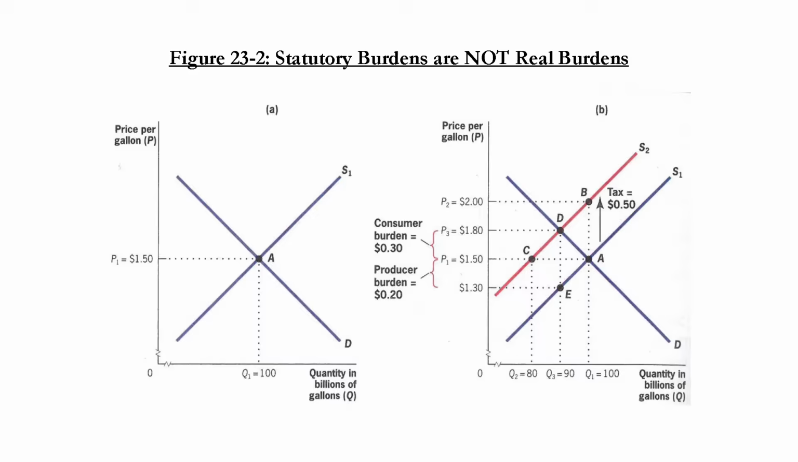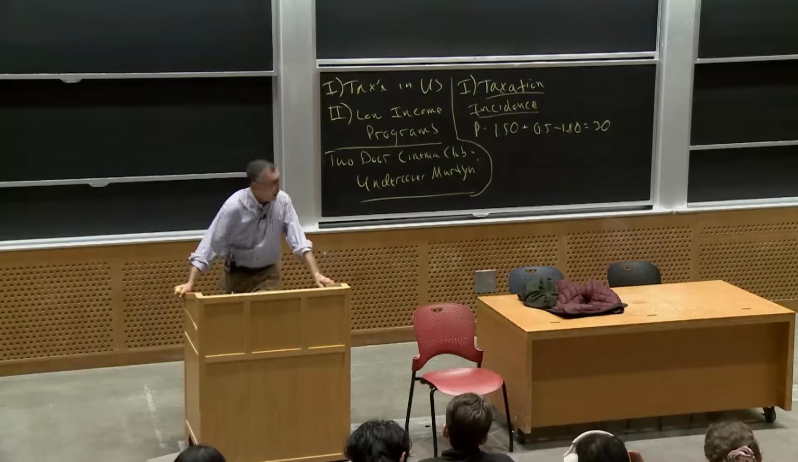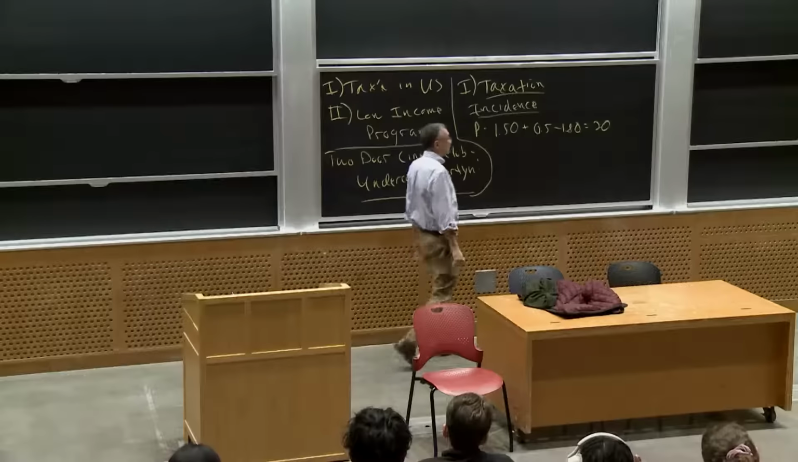And you can see that if you look at the graph. The producer used to get $1.50. Now they get $1.80. So they get 30 cents more a gallon, but they have to send 50 cents to the government. So on net, they're out 20 cents.